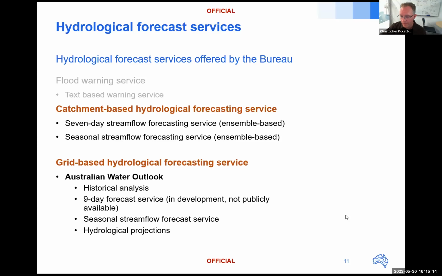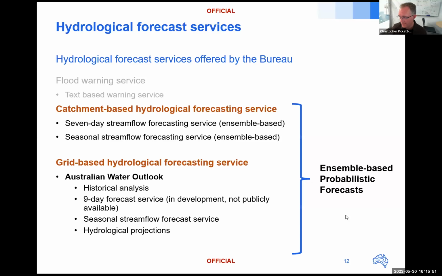The other set of services we have is provided by the Australian Water Outlook, which is underpinned by grid-based modeling and forecasting. It is a grid-based hydrological forecasting service, so it's nationwide. I'll look into this in a lot more detail, which is why I've got it in bold. This service provides historical analyses. There's a product under development to provide a 9-day forecast every day across the nation, as well as seasonal forecasts and hydrological projections. The important thing here is that all of these forecasts are ensemble-based probabilistic forecasts.